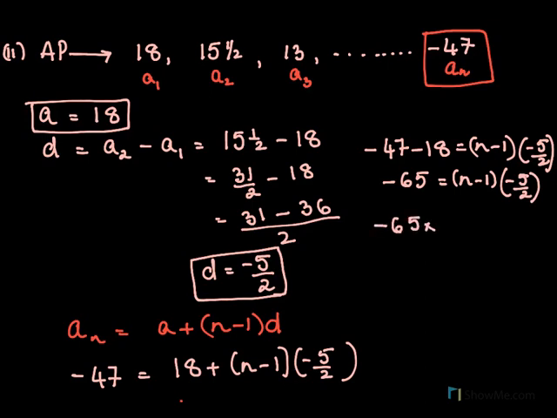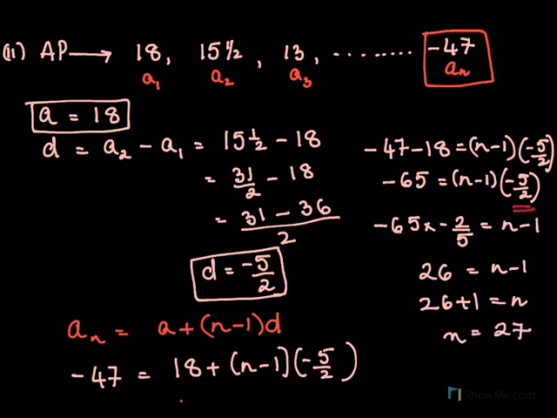So now we take minus 65. This minus 5 by 2 from here, we take it to the other side. So it becomes minus 2 by 5 times minus 65 equals N minus 1. We work this out. This turns out to be 26. Minus minus is plus, remember. And you have N minus 1. So 26 plus 1 equal to N. So N equal to 27. So here we have, this is A27. So the AP has 27 terms.